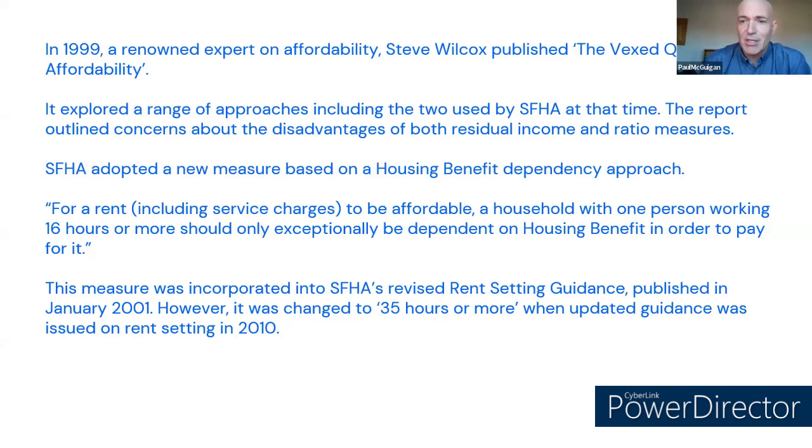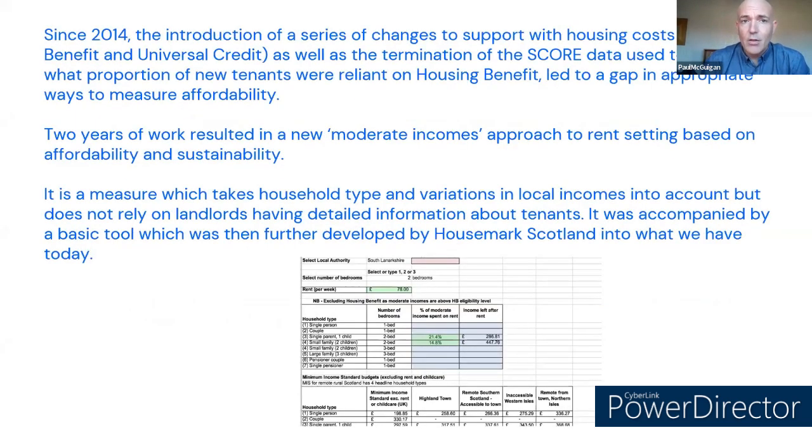Could I get the next slide, please, Karen? Thank you. So you can see that there was another step change which took place in 2014. This was at the very early stages of universal credit coming in to replace housing benefit, and it introduced a series of changes. At the same time as this, we also had a data gap because there was an end of the production of the score data, which we used to assess the proportion of new tenants which were relying on housing benefit. And this led to a gap in the measures that we could use to check on affordability.